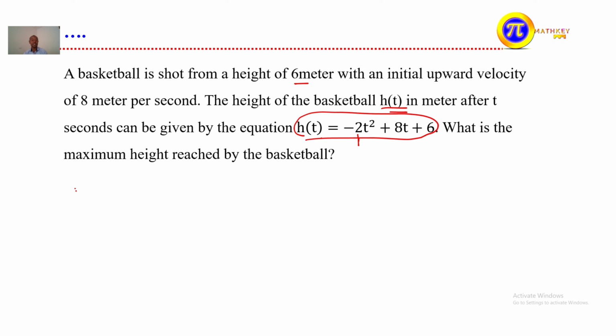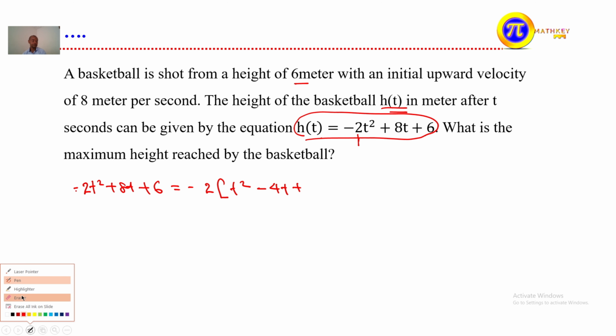If that's so, let's take negative 2t squared plus 8t plus 6, which is equal to, taking negative 2 common, t squared minus 4t minus 3.